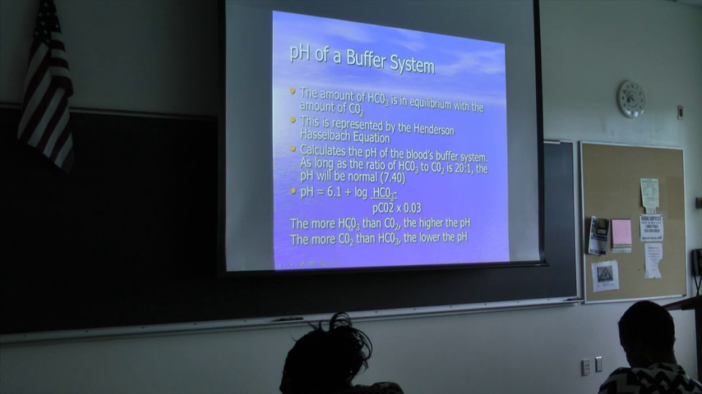If you have more bicarbonate than you do CO2, you're going to have a higher pH. So this number would be greater than 7.40. Or if you have more carbon dioxide than you do bicarbonate, that will lower the pH.